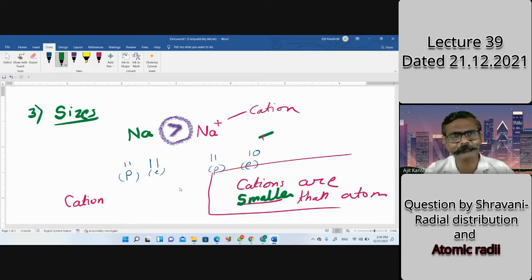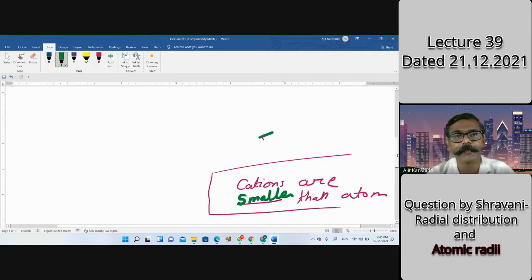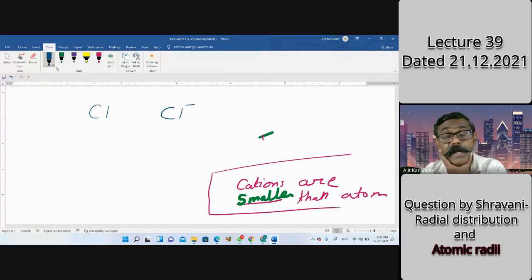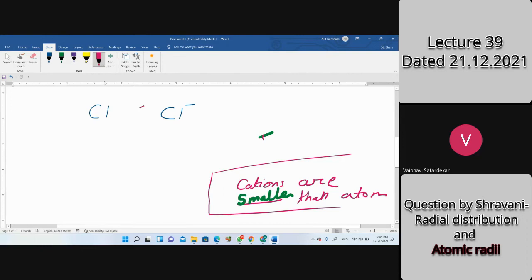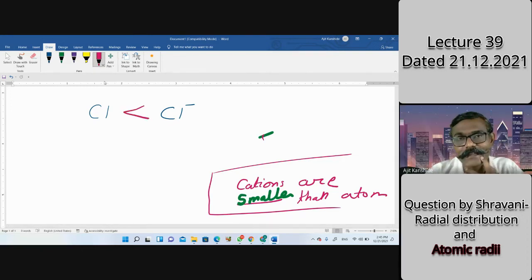Is this point clear? Yes, sir. Now I have talked about the cation. Let us continue our discussion for anion. The example for anion, which was given previously, is Cl minus. So I write there the Cl atom and the other, chloride ion, Cl minus. Will anyone answer who will be larger? Cl minus is larger.